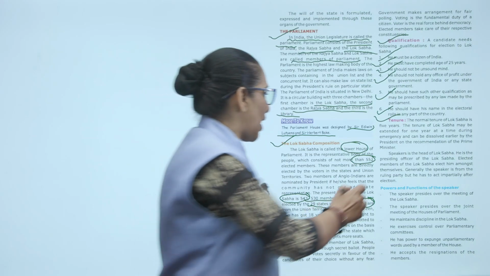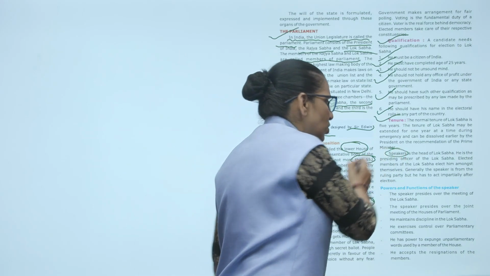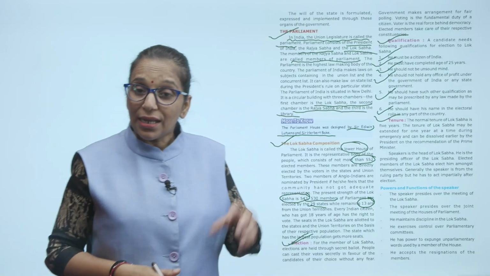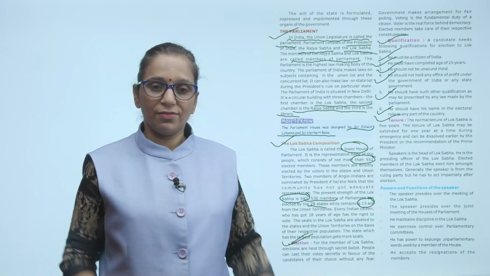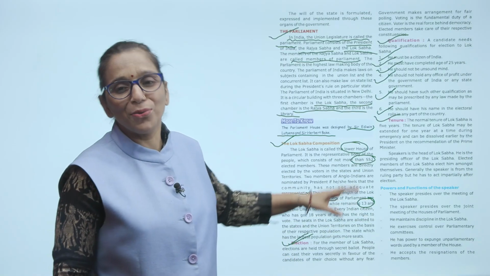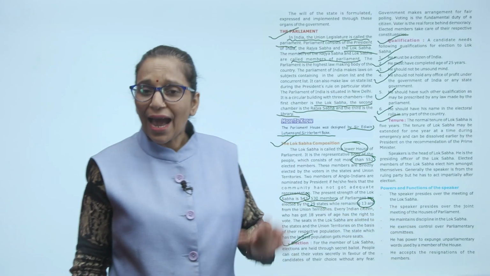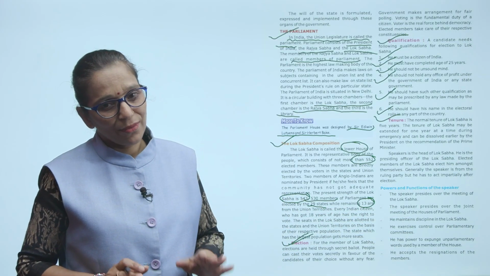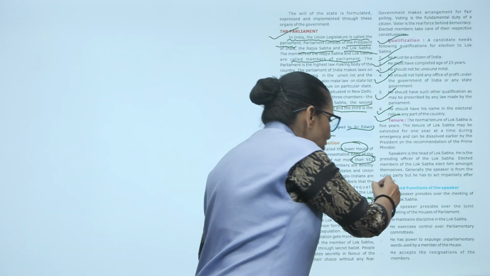So, the Speaker is the head of the Lok Sabha. He or she is the presiding officer of the Lok Sabha, and elected members of the Lok Sabha elect him amongst themselves. Generally, the Speaker is from the ruling party, but he has to act impartially after the election. Now, what are the powers and the functions of the Speaker?